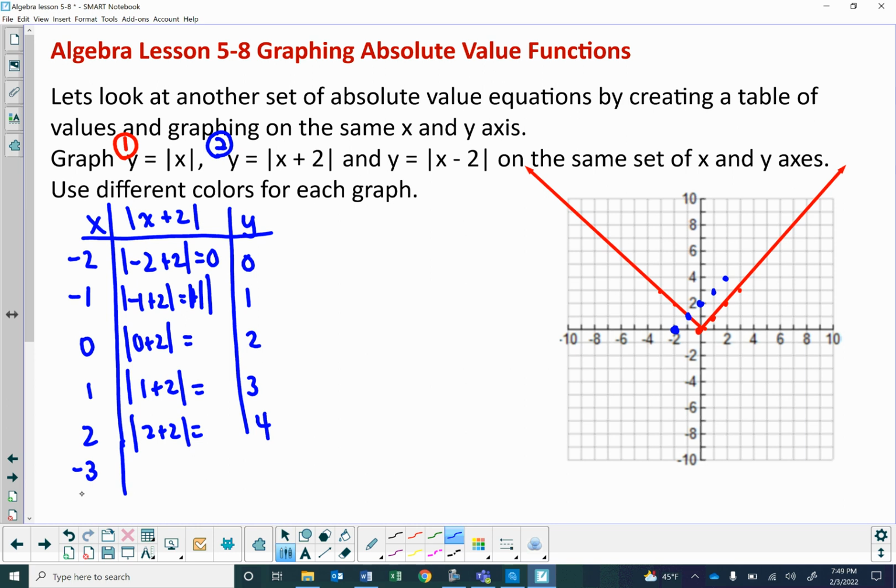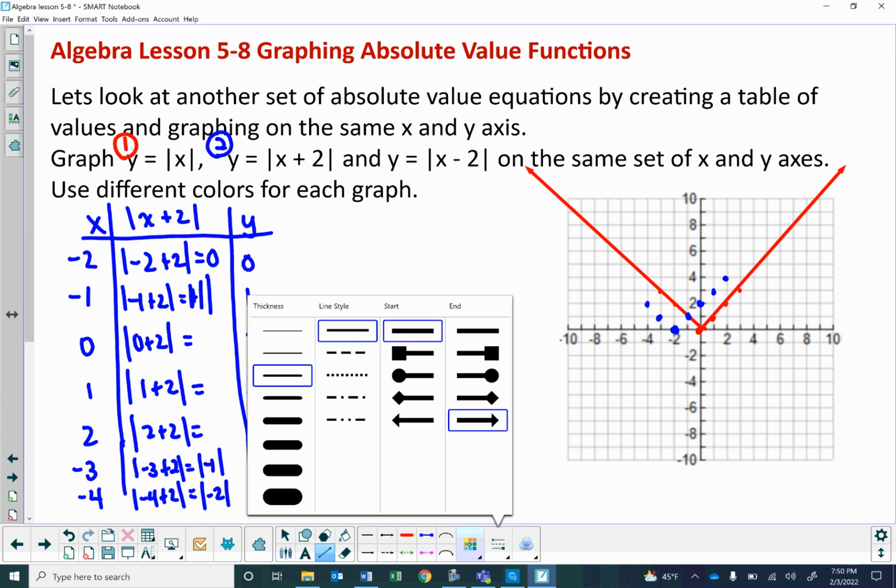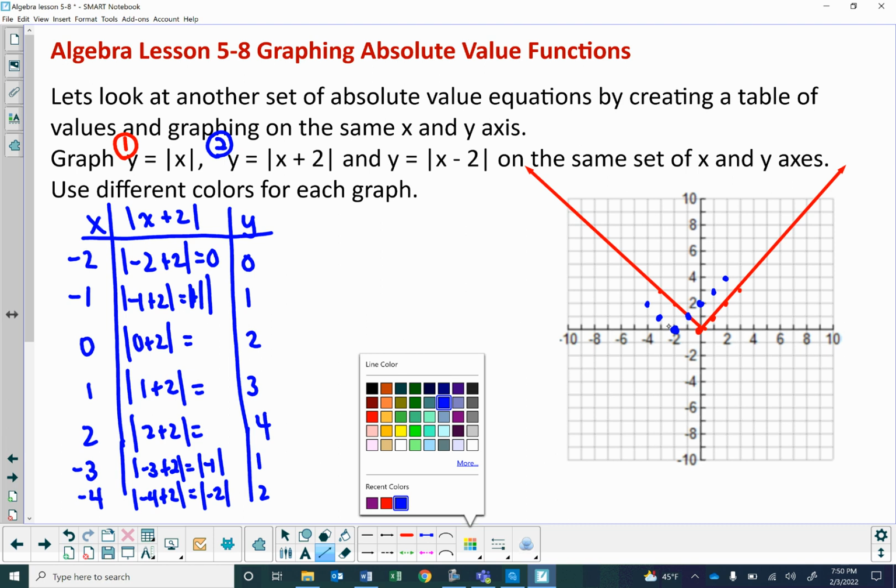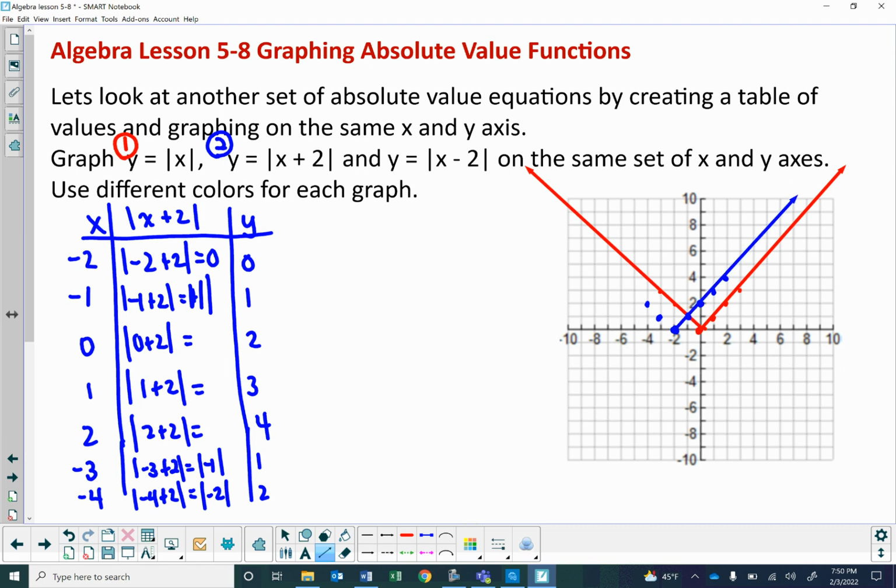Let's use negative 3 and negative 4 really quickly. So we'll have the absolute value of negative 3 plus 2, which is the absolute value of negative 1, which is 1. And the absolute value of negative 4 plus 2 is equal to absolute value of negative 2, which is 2. So I'll choose the point negative 3, 1, and negative 4, 2. And now I can draw my V-graph, because now I can see that it's a definite V-graph. I knew it had to be a V-graph because it's an absolute value graph. And all absolute value graphs are V's or upside down V's. So this one goes here.